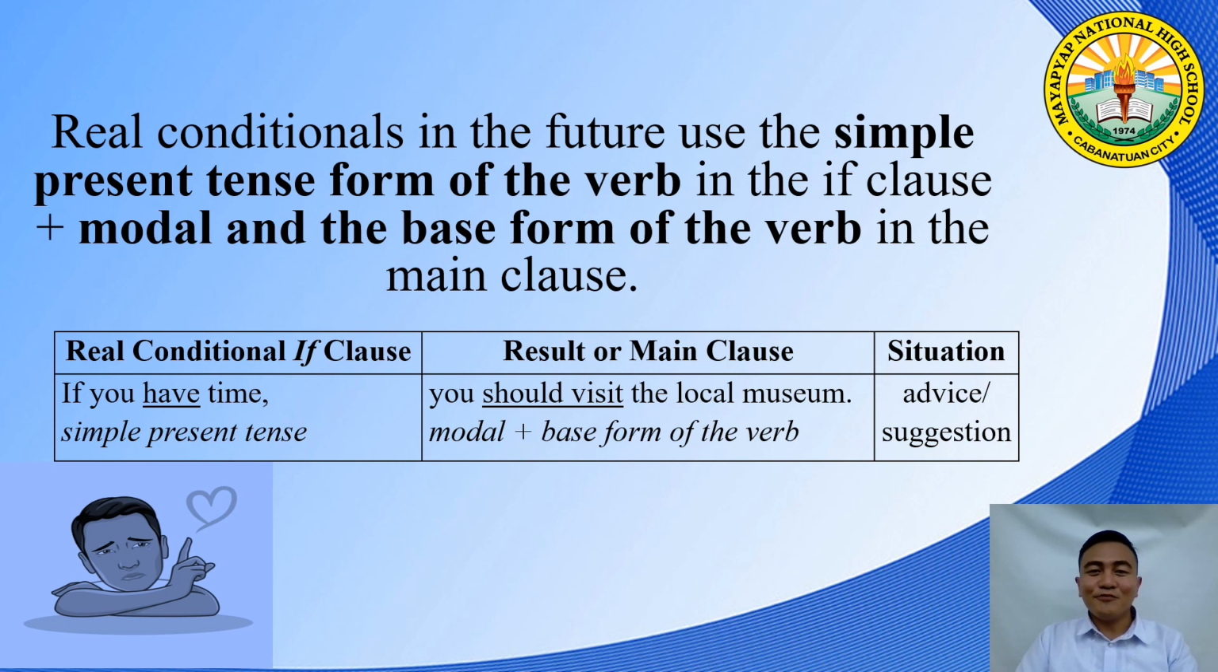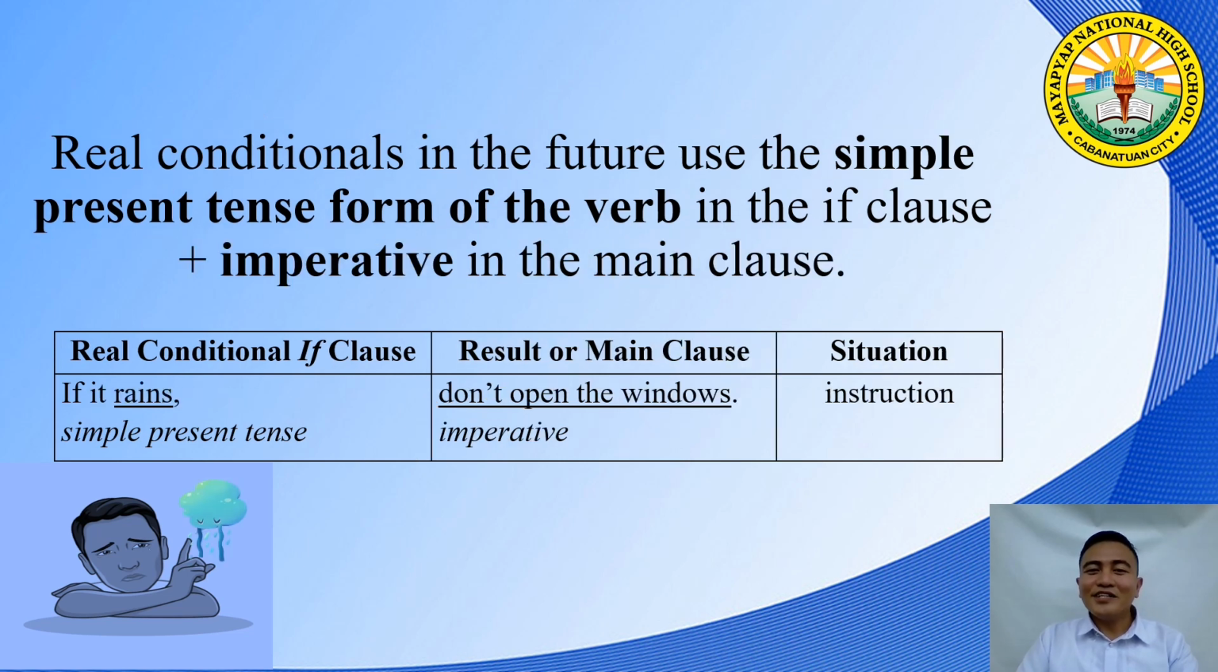Real conditionals in the future use the simple present tense form of the verb in the if clause plus modal and the base form of the verb in the main clause. For example, if you have time, you should visit the local museum. The situation is an advice or suggestion. Real conditionals in the future also use the simple present tense form of the verb in the if clause plus imperative in the main clause. For example, if it rains, don't open the windows. The situation is an example of instruction.